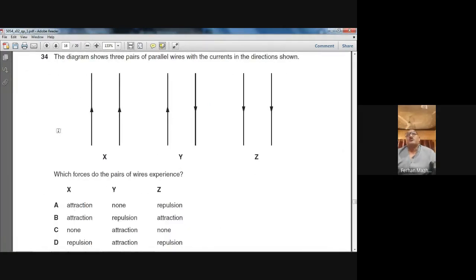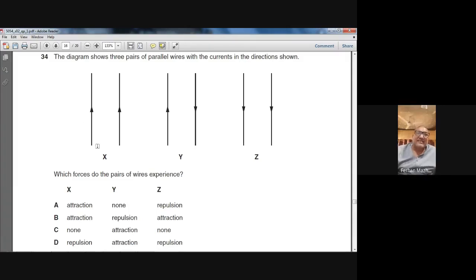The diagram shows three pairs of parallel wires with the currents in the direction shown. Which forces do the pairs of parallel wires experience? If the direction of the current is the same, they will attract. If the direction of the current is opposite, they will repel. Remember this thumb rule: if the direction of the current is the same, they will attract. If the direction of the current is opposite, they will repel.